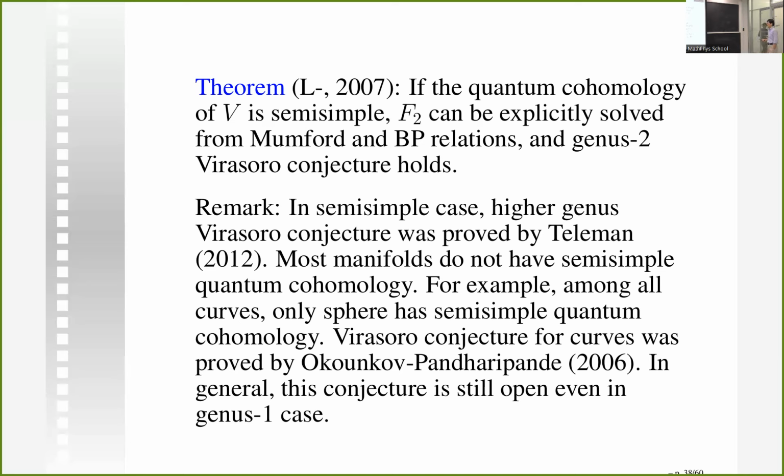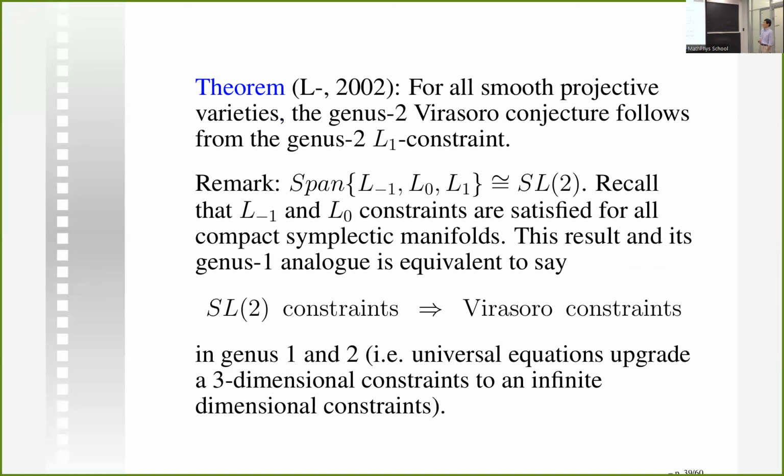The Brosser conjecture for curves was also proved before by Ogunkov and Pending. In general, this conjecture is still open, widely open. Even for the genus 1 case, it's not complete. And again, we can also look at the non-simple case.